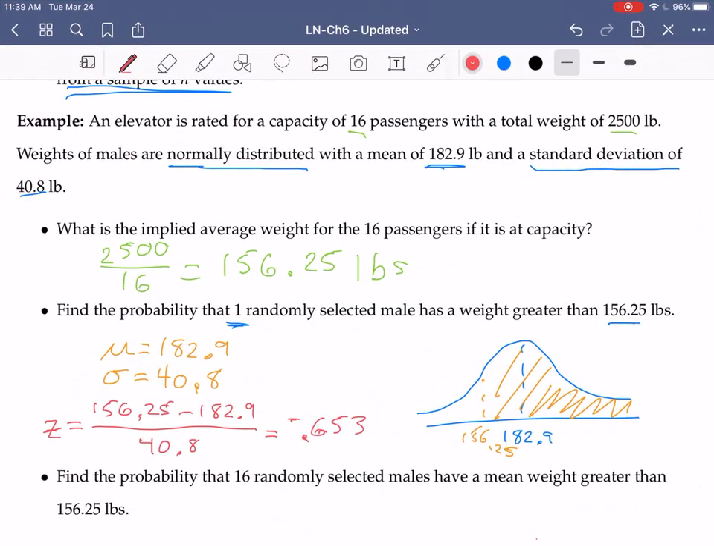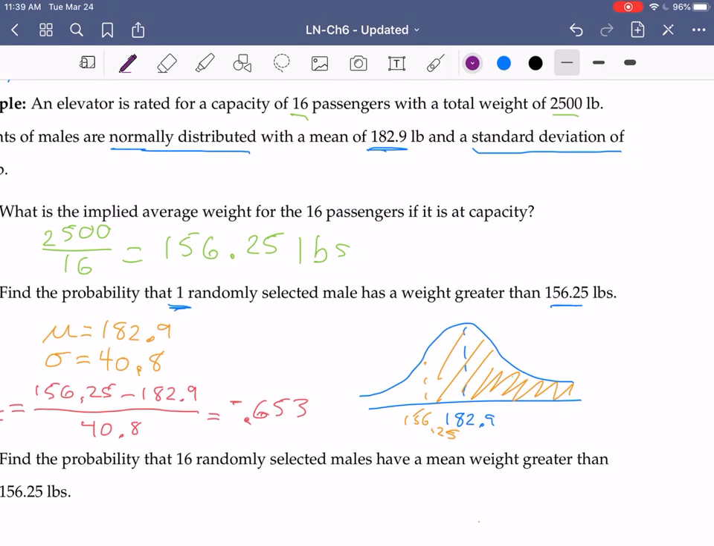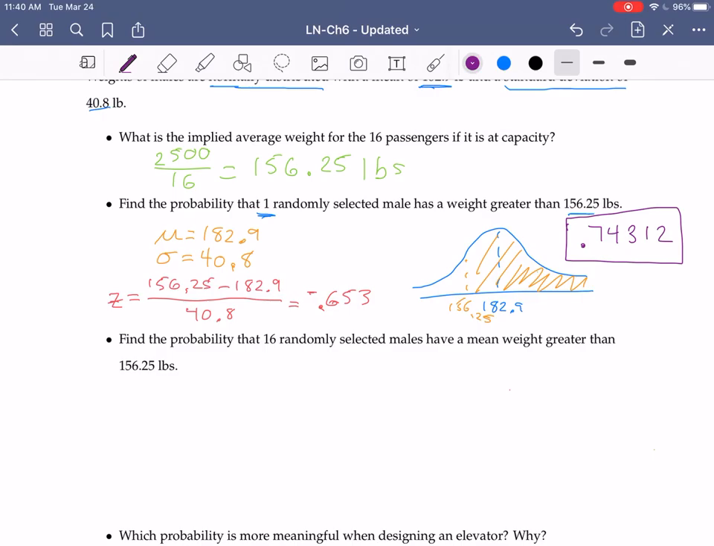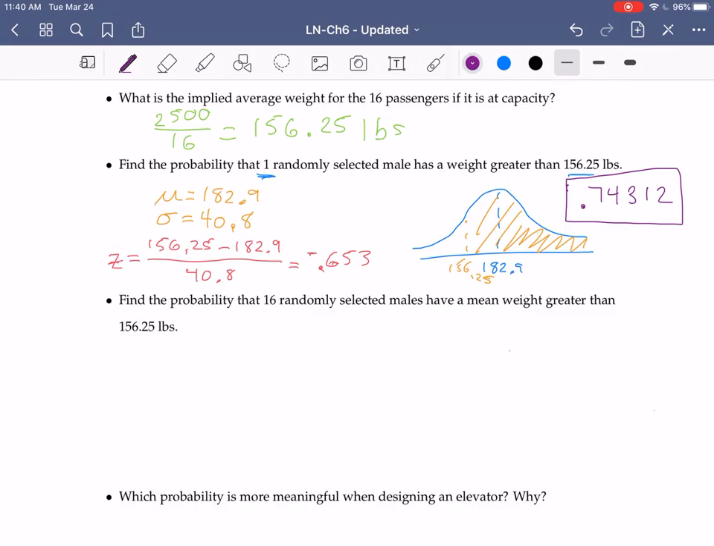So our answer, our probability is 0.74312. That is the probability that a single randomly selected male would have a weight that is greater than 156.25. Now there we did not actually use the central limit theorem. So if you feel like we didn't use it, then you are right. It should feel just like things that we did in the previous sections.